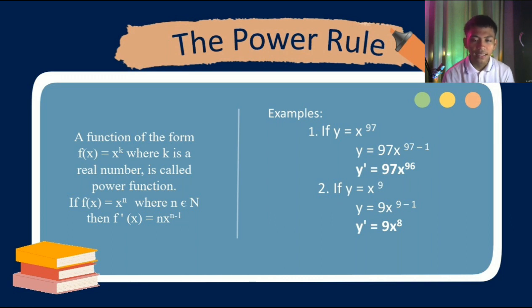In this example, the 97 is moved to the left side, at the very front, and then we subtract 1 from the exponent. That's why it became 97 x raised to 96. And the example number 2, if y is equal to x raised to 9, the same process: we place the exponent in front and then subtract from the exponent.